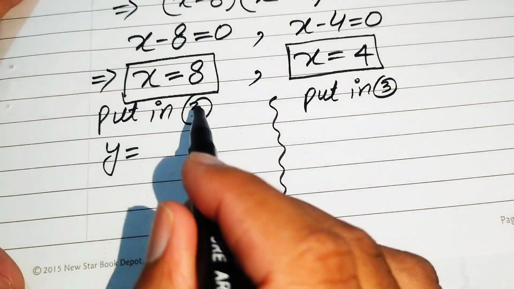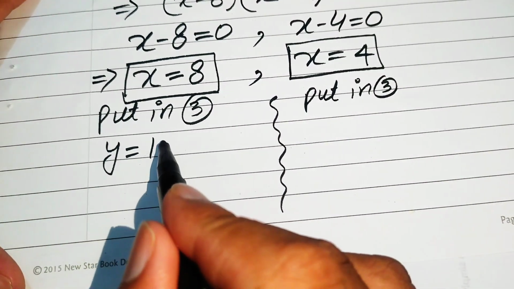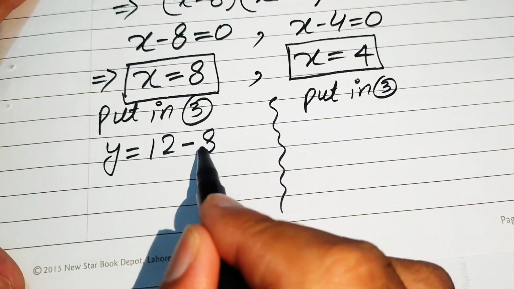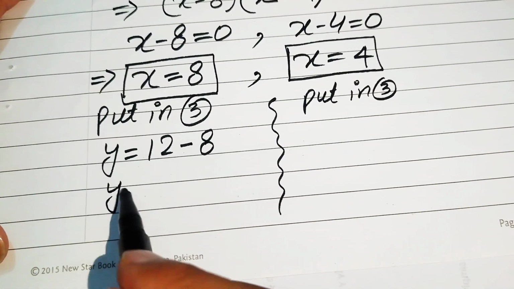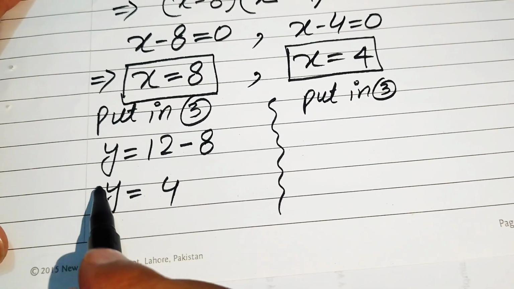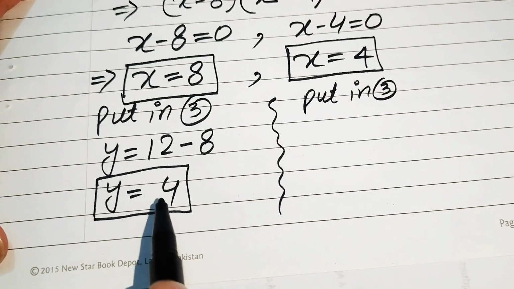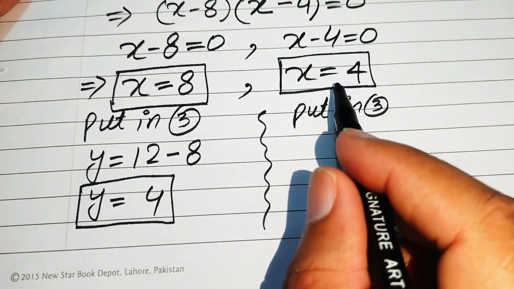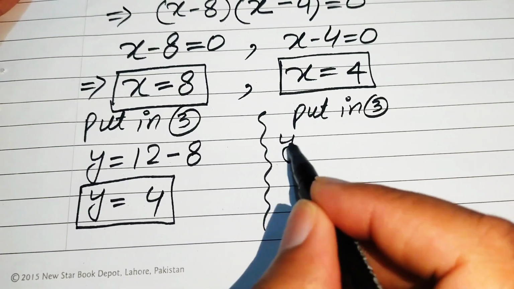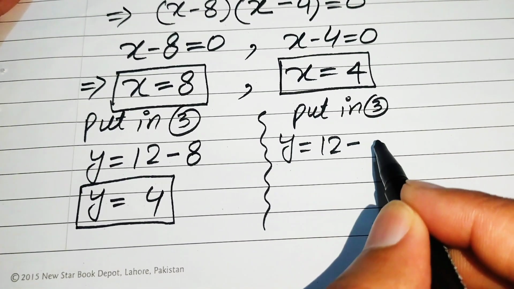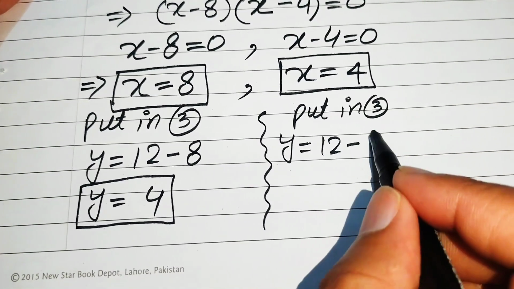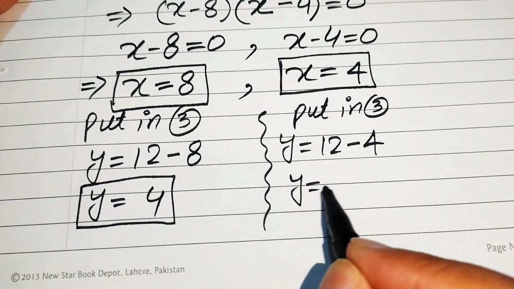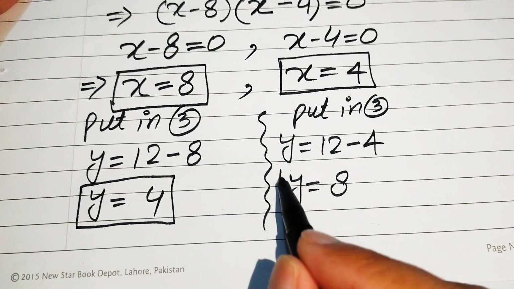So when you put the value of x, then you get y equals 12 minus x, and x is 8. So here we get the value of y is 4. So we have the value of y is 4 when x is 8. Similarly, we substitute this value of x in equation number 3, and we have y equals 12 minus x, and our x is 4, so you get the value of y equals 8.